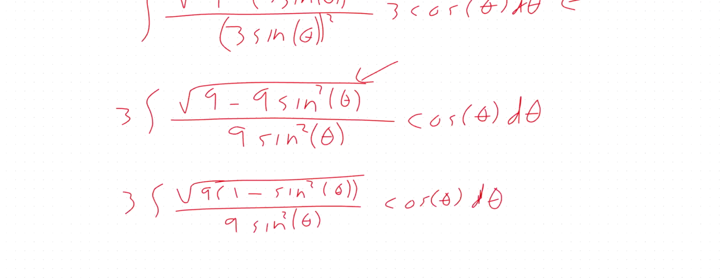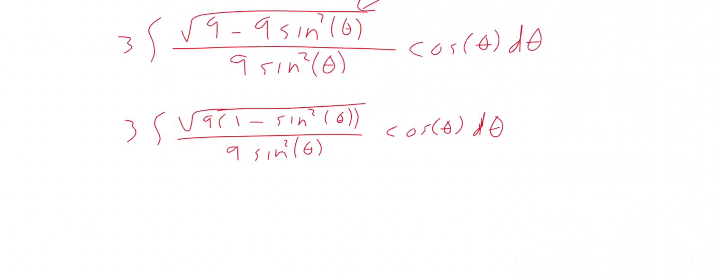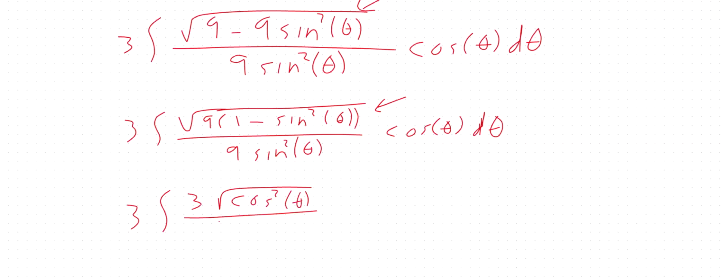And now inside our square root here, we have that 1 minus sine squared. And this is our whole purpose of doing this trig substitution: that 1 minus sine squared, we can change into a cosine squared. And now the square root of 9, we can make that a 3. Then it's the square root of a cosine squared, all over 9 sine squared.